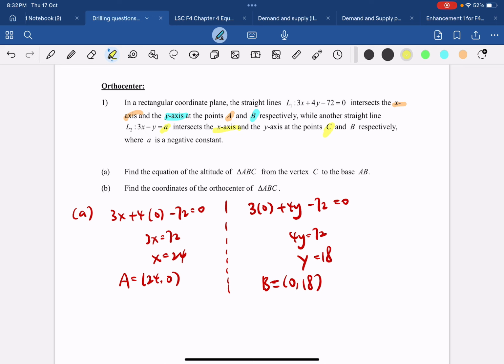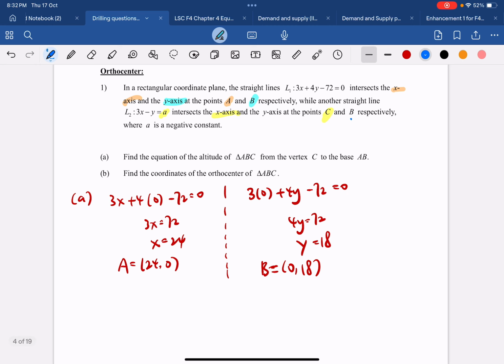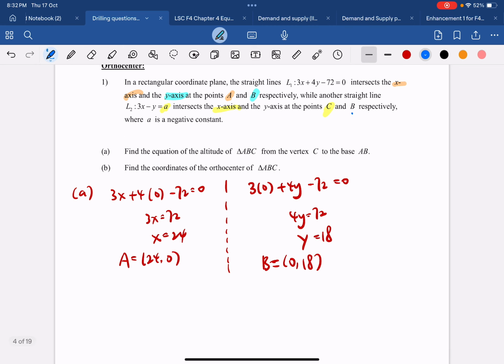Okay, so let's see, how can we solve it? There's one more piece of information: L2 intersects the y-axis at B. So B is the y-intercept for L2 as well, right? So we can substitute the coordinates of B into L2, which means 3 times 0 minus 18 is A, so A will be negative 18, which means the equation for L2 is 3x minus y plus 18 equals 0.